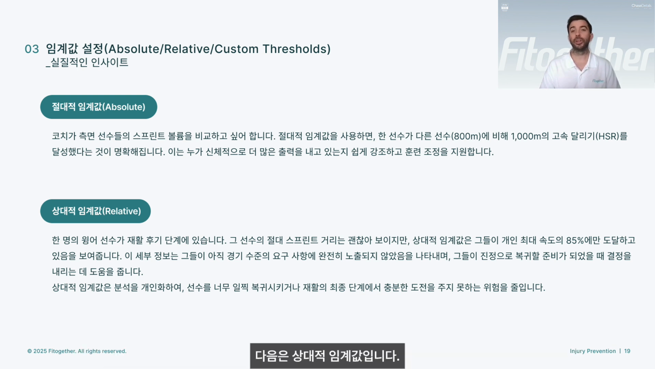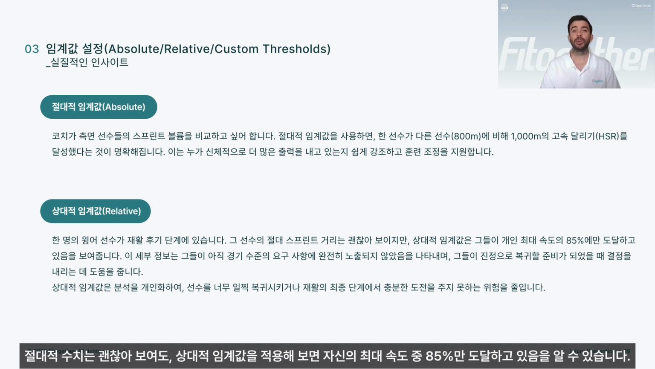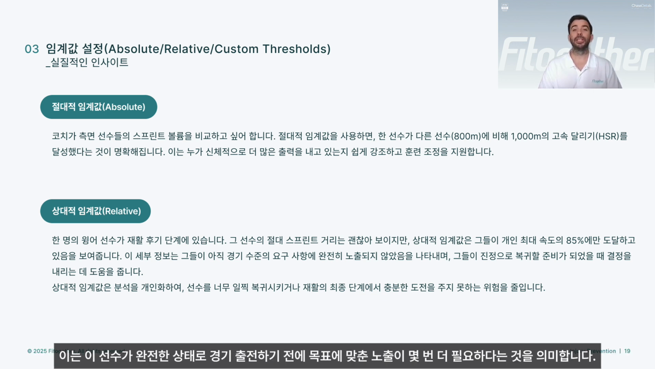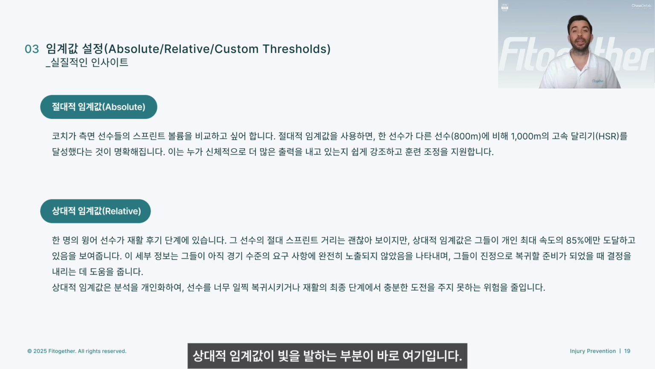Then we have relative thresholds, which are much more personalized. Let's say you have a winger who's coming back from a hamstring injury. Their absolute numbers might look fine, but when you apply relative thresholds, you realize they're only reaching 85% of their own maximum speed. That tells you they still need a few more targeted exposures before they're ready to be cleared for full match play. This is where relative thresholds really shine. They help us tailor decisions around the individual rather than just the squad average.